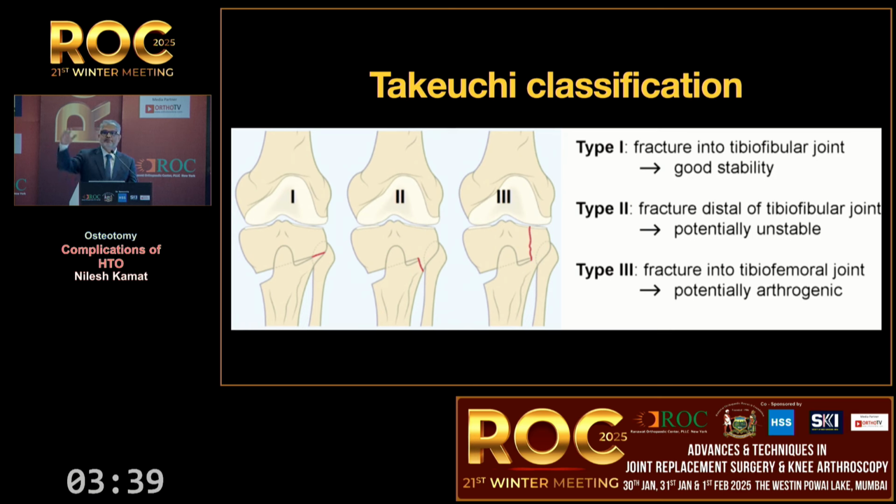You feel that you're away from the articular surface, but no, biomechanically, those are the ones that you need to be worried about. And the type 3, which runs into the articular surface, these are the ones which are possibly arthrogenic, and they are because of inadequate release or opening the osteotomy too much.